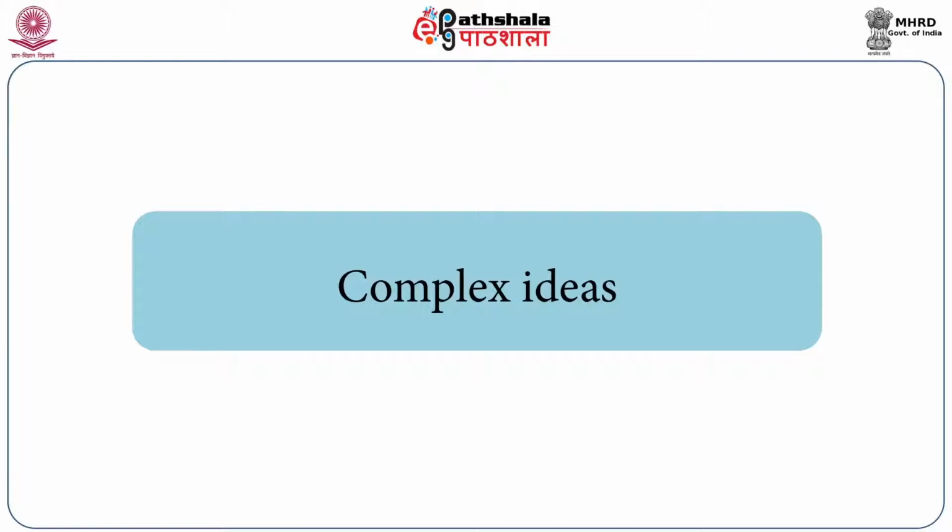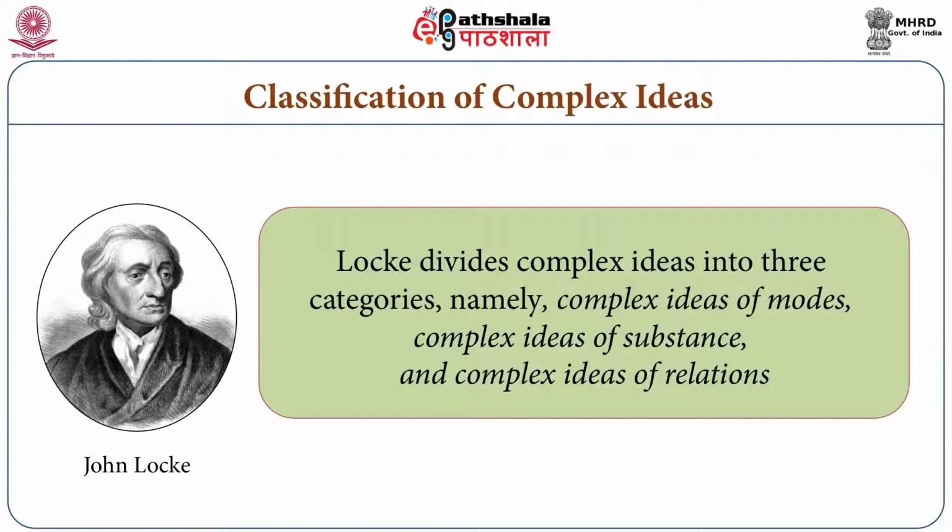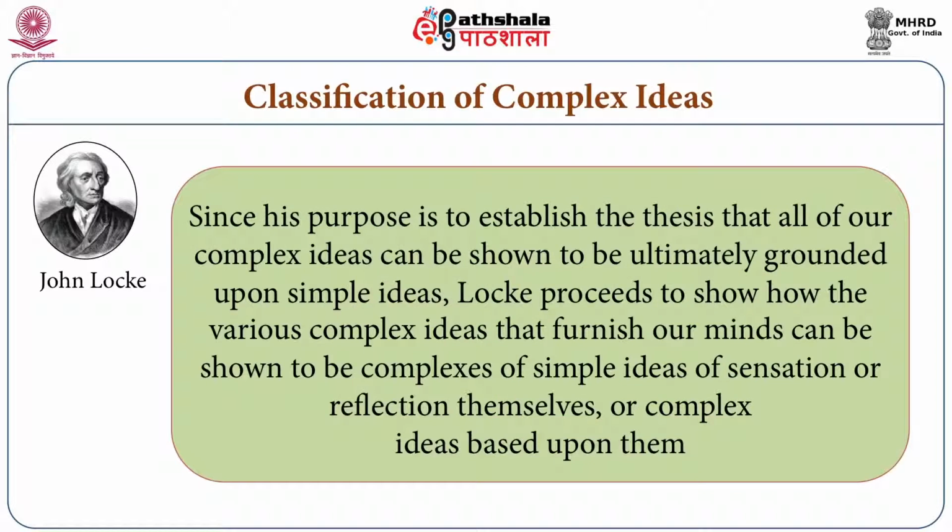Locke divides complex ideas into three categories, namely complex ideas of modes, complex ideas of substance, and complex ideas of relation. Since his purpose is to establish the thesis that all of our complex ideas can be shown to be ultimately grounded upon simple ideas, Locke proceeds to show how the various complex ideas that furnish our mind can be shown to be either simple ideas of sensation or reflection themselves, or complex ideas based upon them.